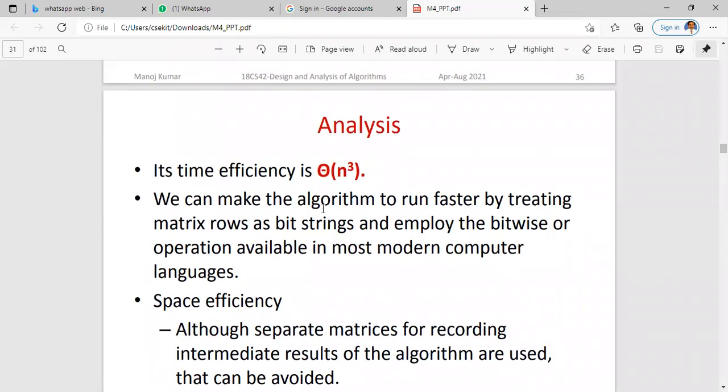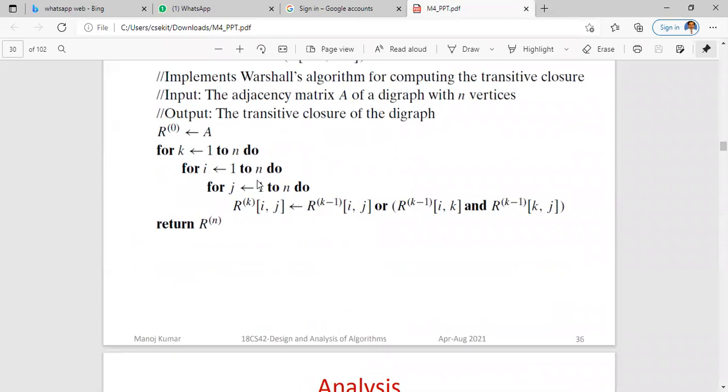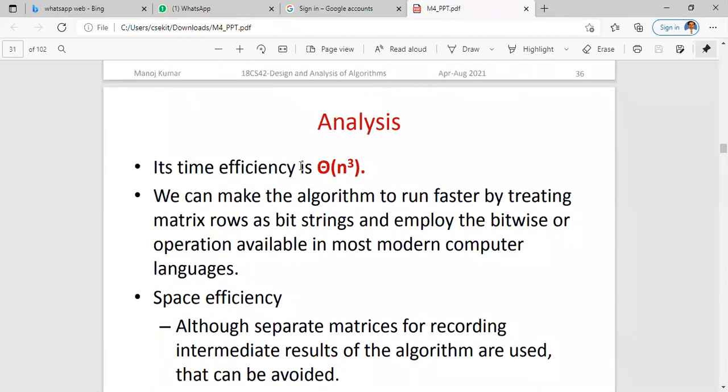So its time efficiency. How many loops are you having? It is summation i ranging from 1 to n, summation j equals 1 to n, summation k equals 1 to n, of 1. So first it will be n, for this one it is n square, then n cube. So 3 n's it is taking, its time efficiency is theta of n cube.